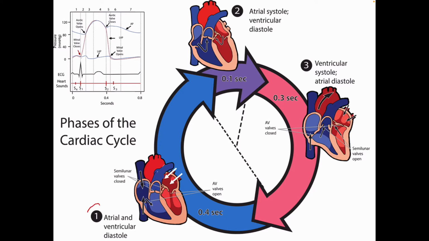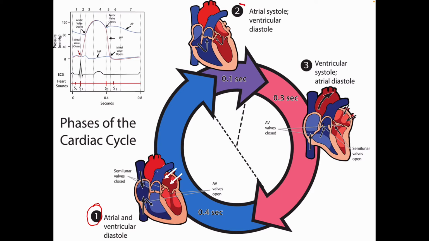So if we start off down here, phase 1, atrial and ventricular diastole. At this point, the heart is relaxed. It is filling up with blood. Blood is flowing into the left atrium and the right atrium from the veins, and blood is also pouring from the atria into the ventricles.